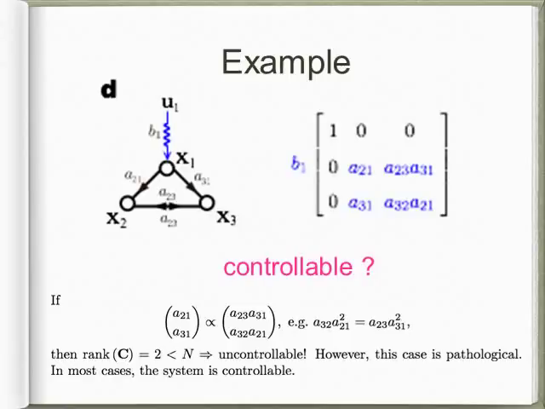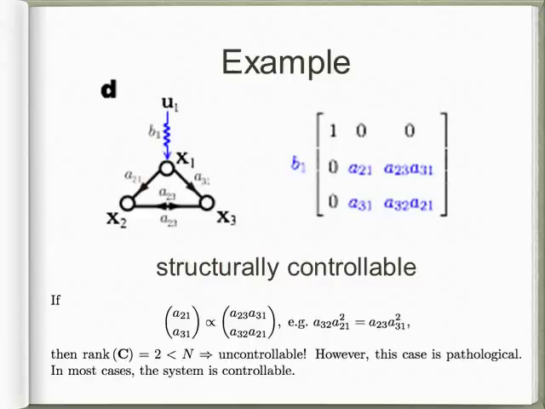However, in the very beginning of structural control theory, we assume those link weights are independent. That means the probability for this condition to hold is almost zero. So the system is almost always controllable for all the possible parameter configurations. That's really the essential part of structural control theory. The system is structurally controllable for almost all possible weight combinations, because the uncontrollable case is pathological.